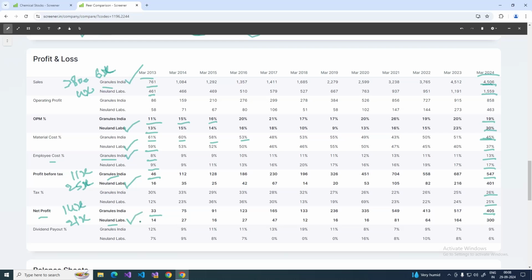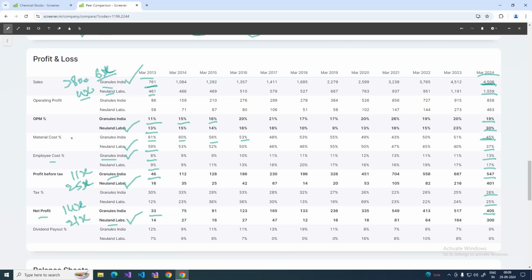So what we understood based on the last 10 years' results: Granules India sales increased from 761 crores to 4506 crores in 10 years. But for Neuland Laboratories, 461 crores to 1559. So for Granules India, a 6 times increase in sales. For Neuland's, a 4 times increase. So here it is positive for Granules India.